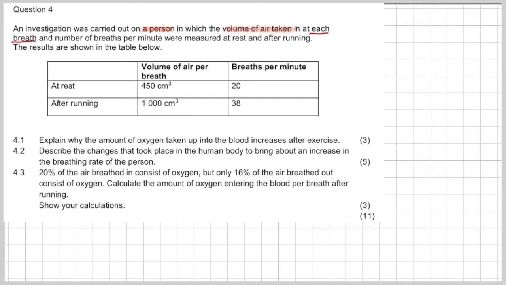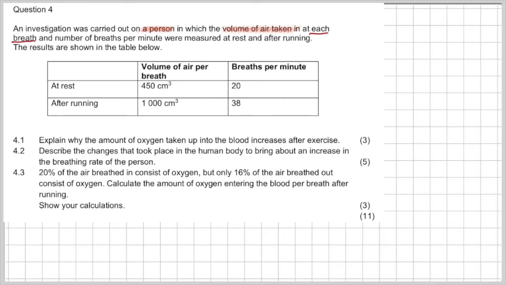So let's have a look quickly at doing a question analysis here. Question 4 says an investigation was carried out on a person in which the volume of air taken in at each breath and the number of breaths per minute were measured at rest and after running. The results are shown in the table below. Here we see that the volume of air per breath, so this is the depth of breathing, at rest is 450 cubic centimeters, and after running is 1000 cubic centimeters. So we can see a definite increase in the volume of air being breathed in when comparing rest to exercise.